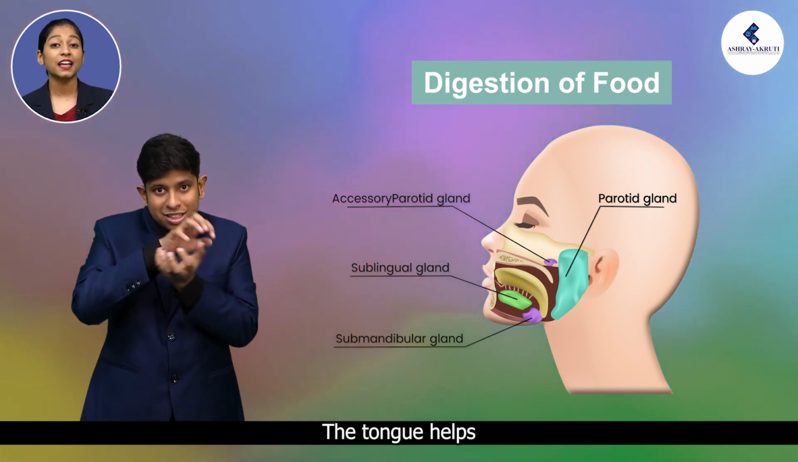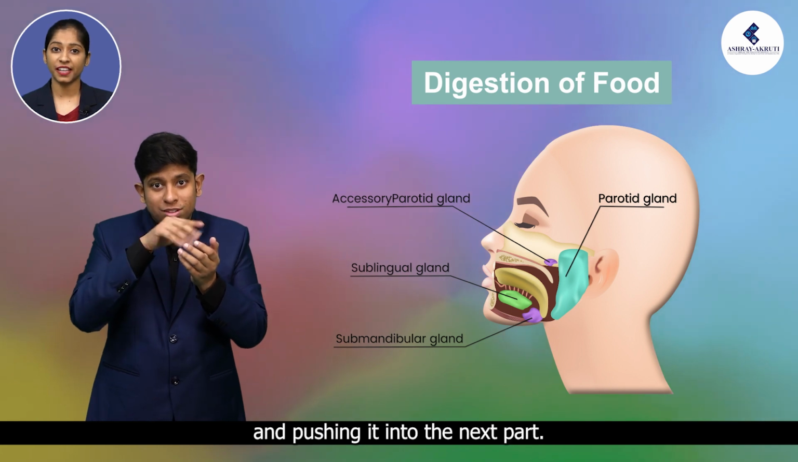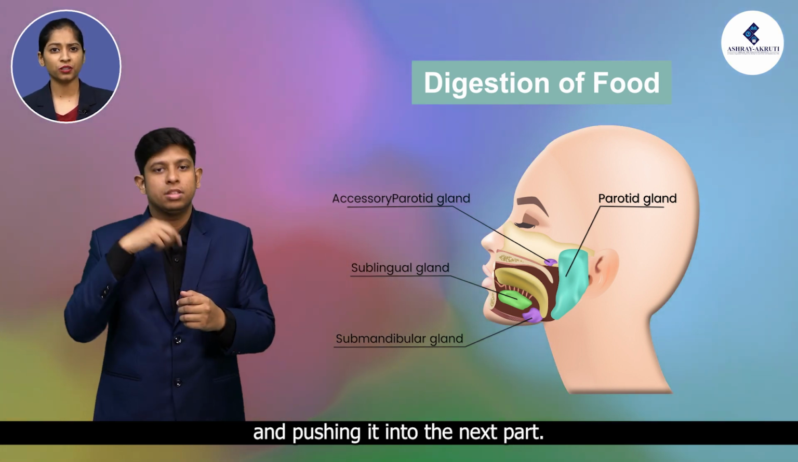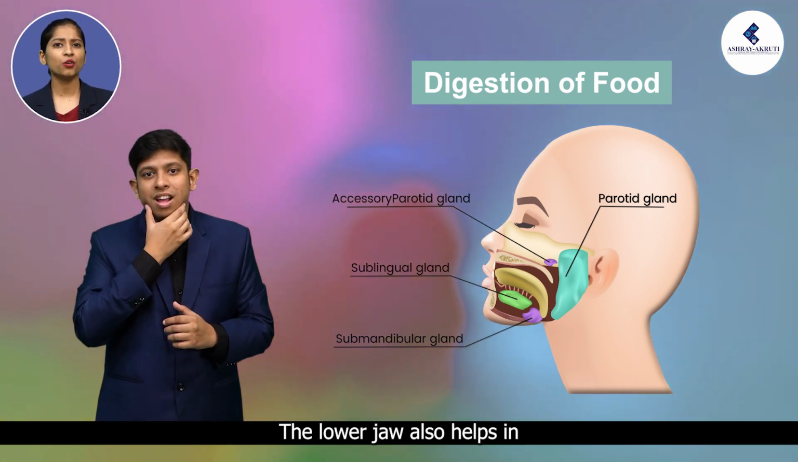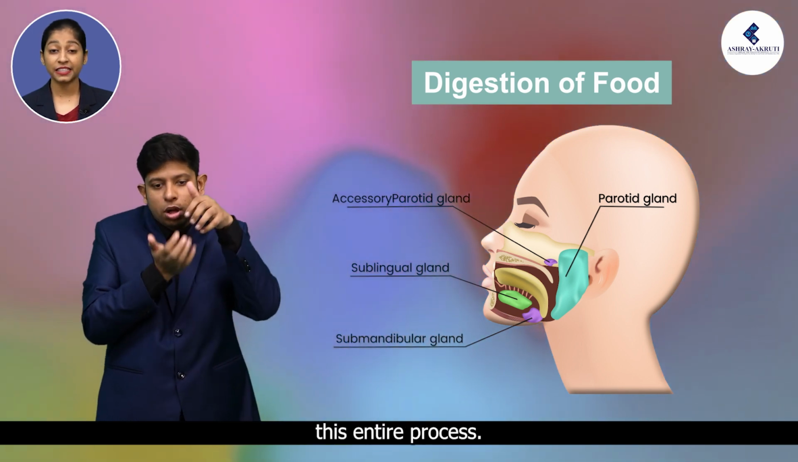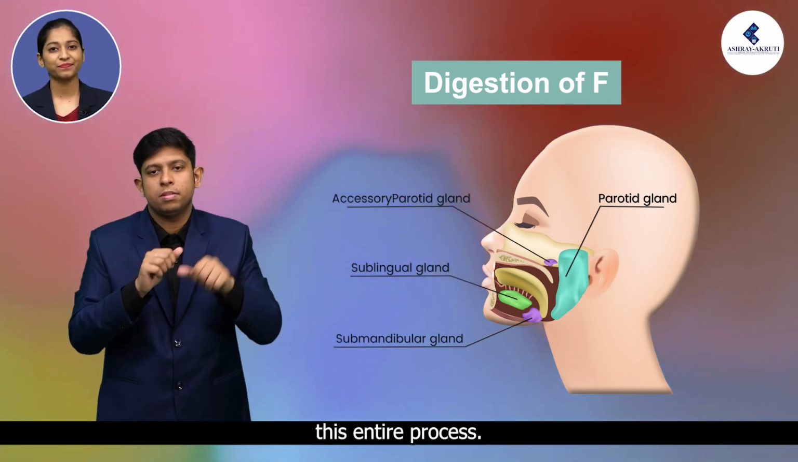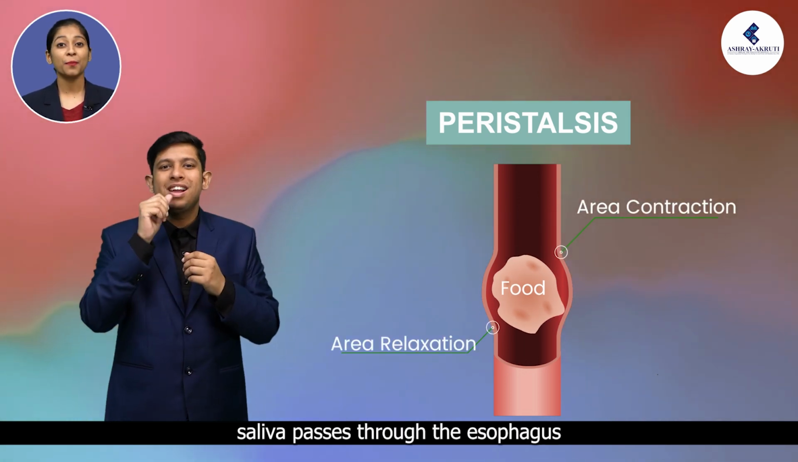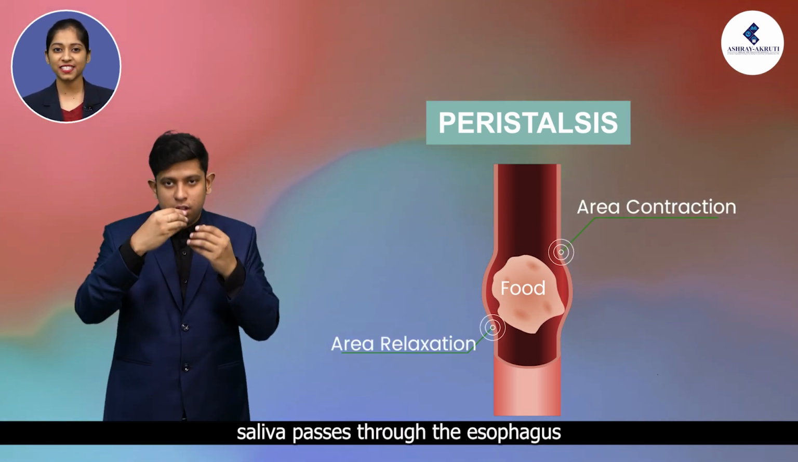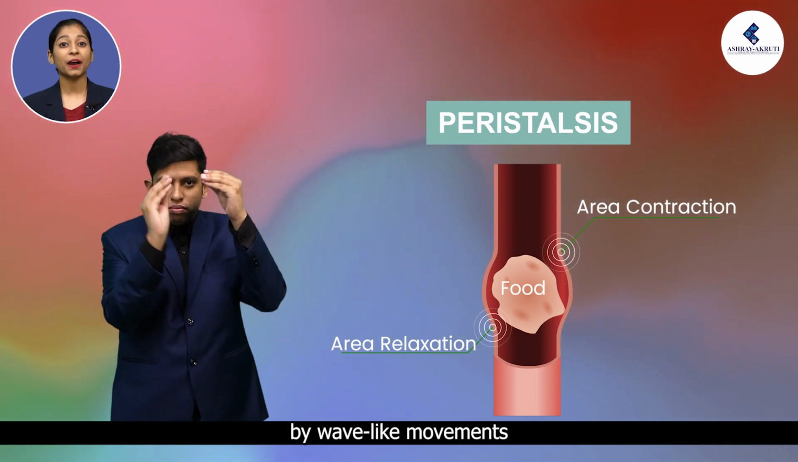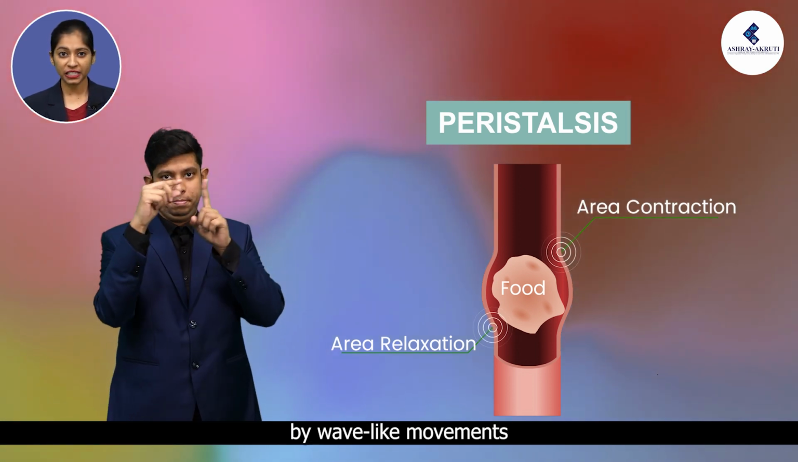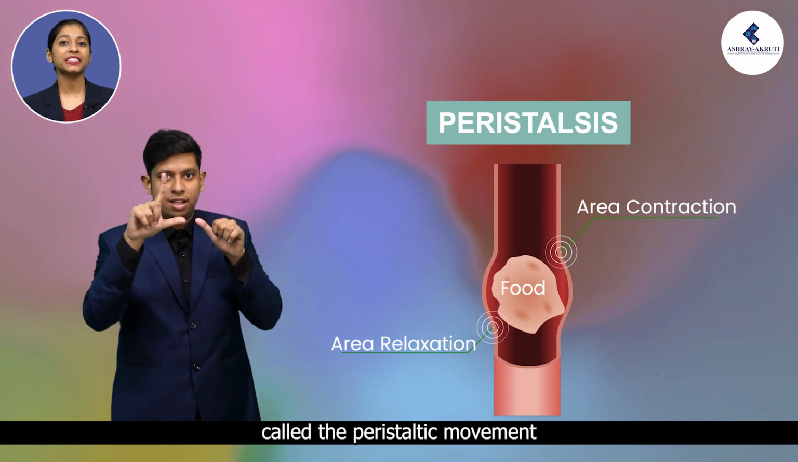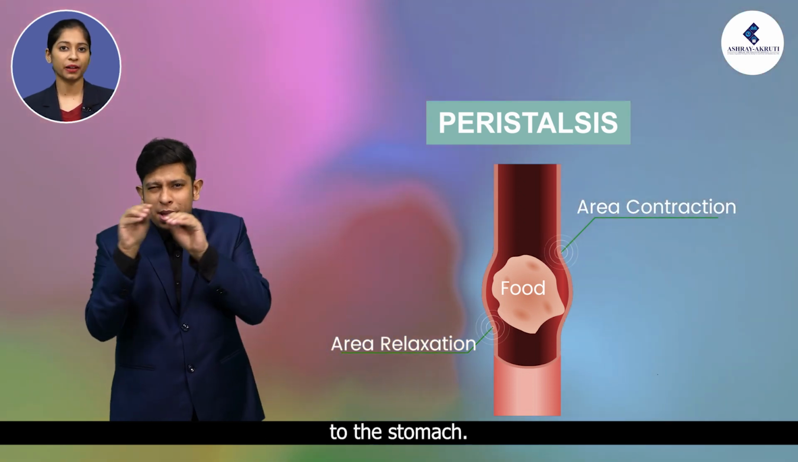The tongue helps in mixing the food and pushing it into the next part. The lower jaw also helps in this entire process. The soft food mixed with saliva passes through the esophagus by wave-like movements called the peristaltic movement to the stomach.